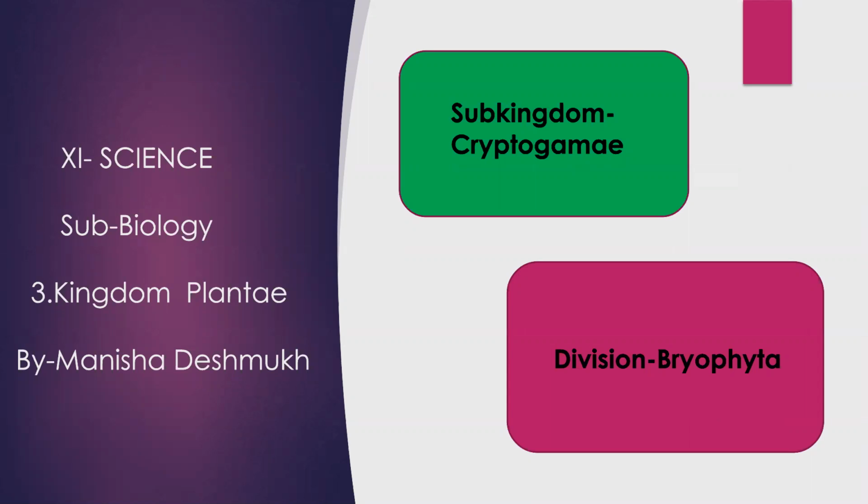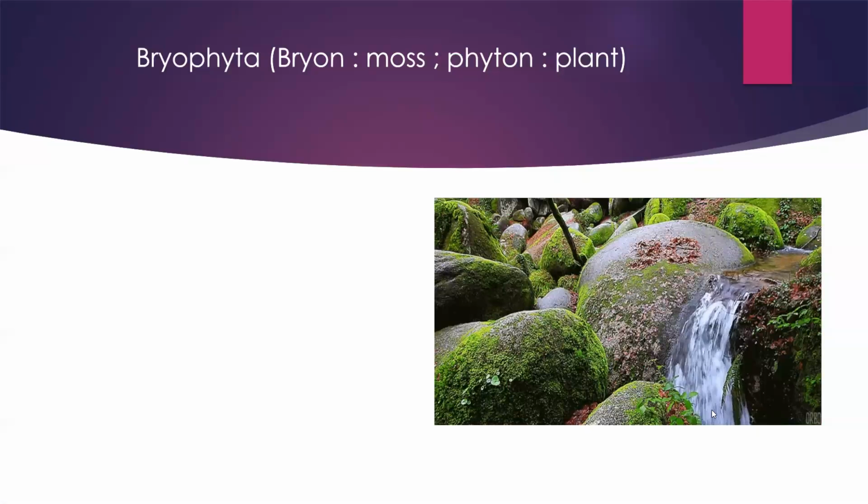Hello friends, today we discuss the next subtopic, Bryophyta, from kingdom Plantae. While studying Bryophyta, we learn two new terms: gametophyte and sporophyte. First we see some general features of this group. In Bryophyta, bryon means moss and phyton means plant. This group includes moss or moss-like plants.